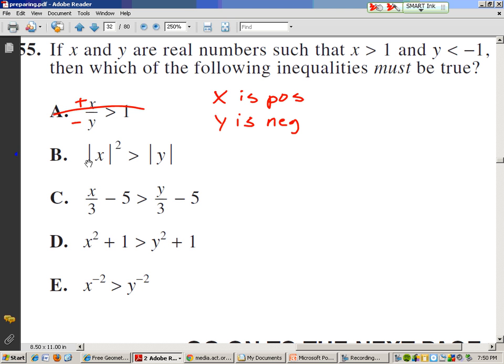A positive absolute value squared might be bigger than the y. Let's see. If it's positive and I square it, will it be bigger than another positive number? We may have to look at this one. I think this one may be a maybe. I can't see a reason to disclaim it right now. It's actually going to be the right answer. But, no, yeah, it'll be right. No, yeah. Yes, it will. Okay, sorry. C.